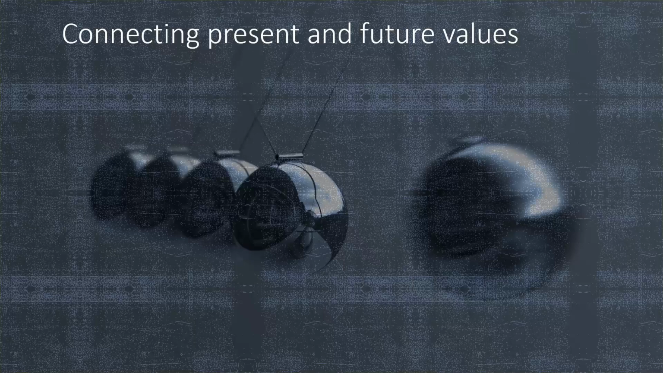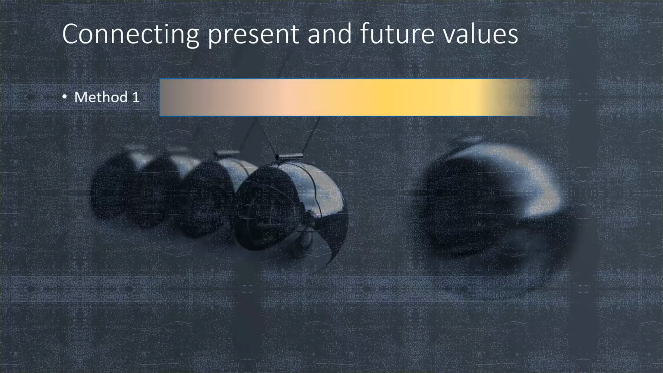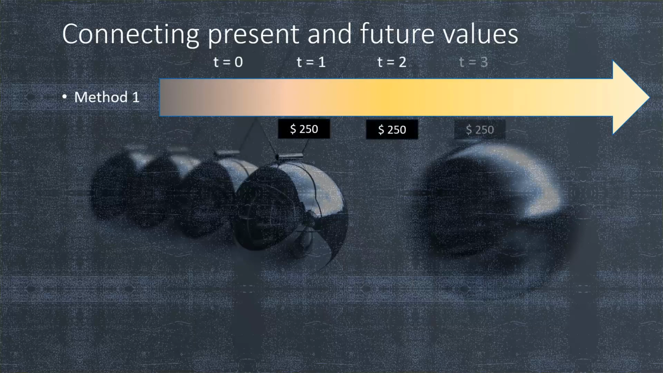Now let's connect the present and the future values using this. First of all, remember it was a 4-period annuity like this. Instead of going to the future, we're going to bring it back to today. So what is the value of 250 invested after year 1 today? So that 250 is not really 250 today. It has to be somewhat less than that.